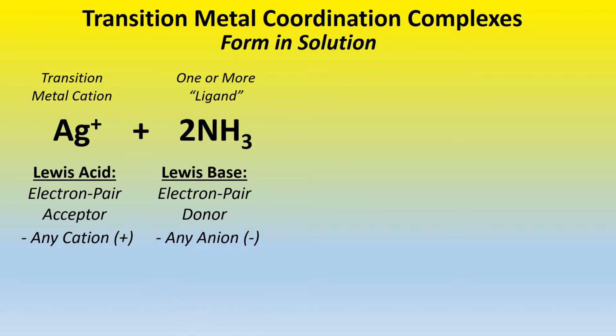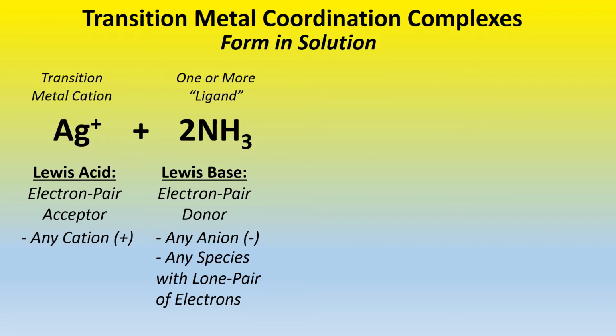Anything with electrons can act as a Lewis base, so any anionic species, such as OH-, is still a base. But additionally, any species with lone pairs of electrons, such as water or the ammonia shown here, can also act as an electron pair donor and a base, and be what is called a ligand.